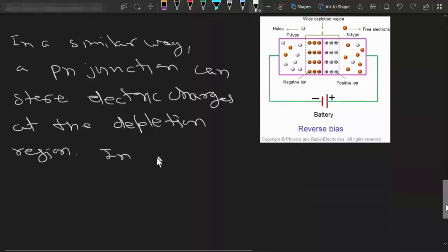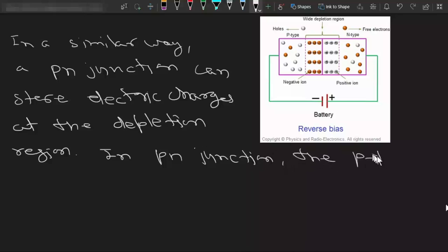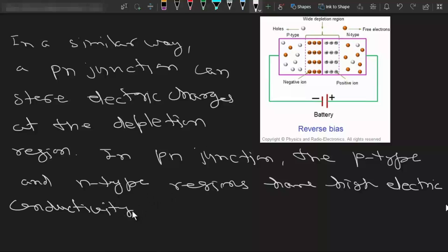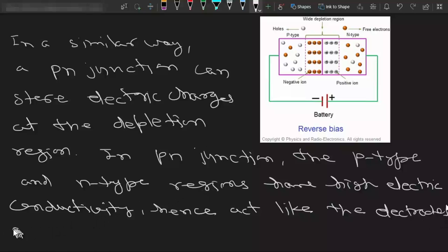So in a PN junction, the P-type and N-type regions have high electric conductivity, hence act like the electrodes or two conducting plates of the capacitor.